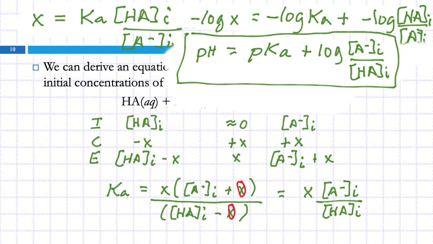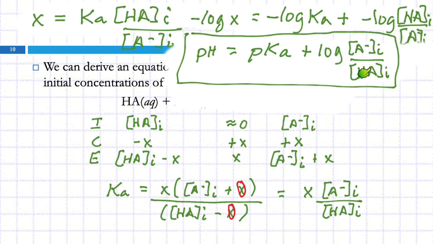And this is called the Henderson-Hasselbalch equation. That's a mouthful. Why do we mess around with this? Well, I can think of two reasons. One, it's better to not have negative signs in there because they mess things up.